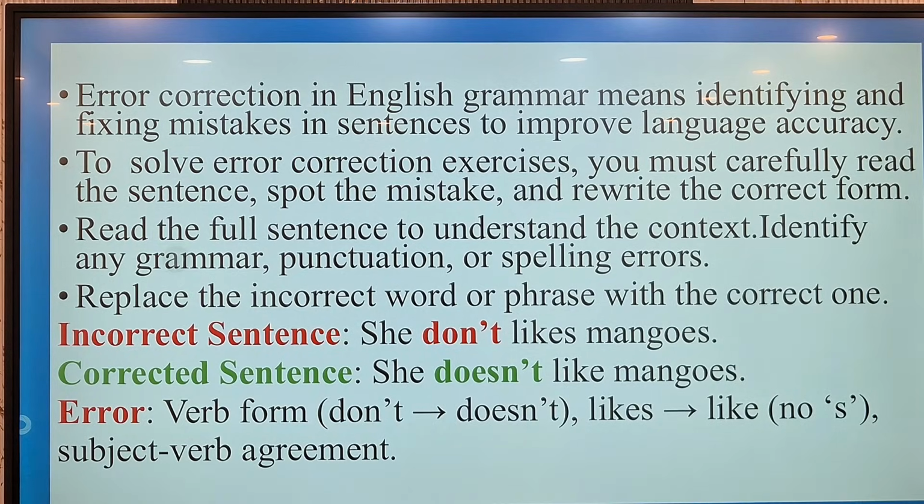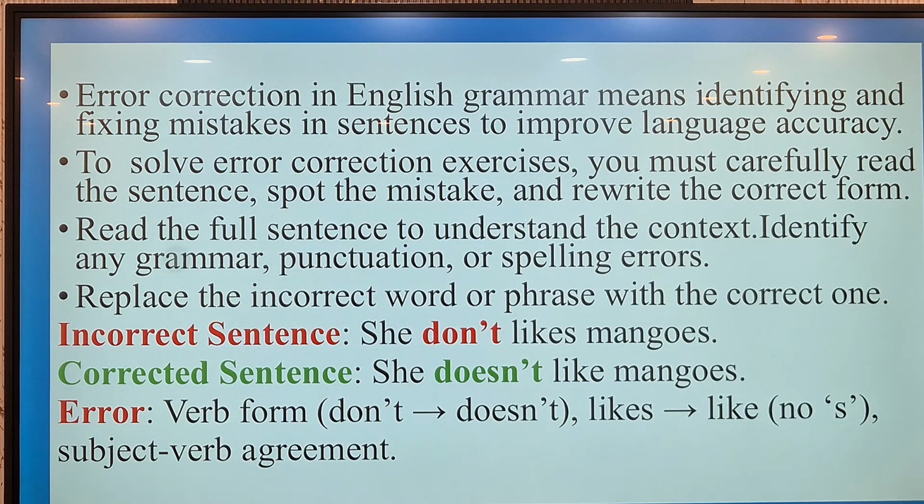Now, error correction in English grammar, what does it mean? It means looking for the mistakes and correcting those in sentences so that you can improve your language accuracy. Because what you write needs to be in perfect and correct construction. So, to solve the error correction exercises, you must carefully read the sentence, spot the mistake, and rewrite the correct form.